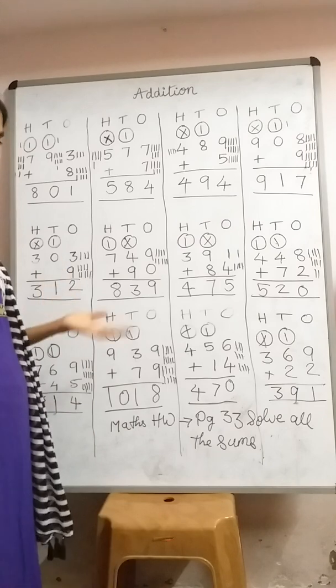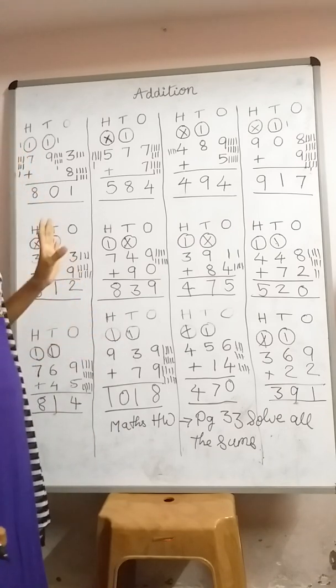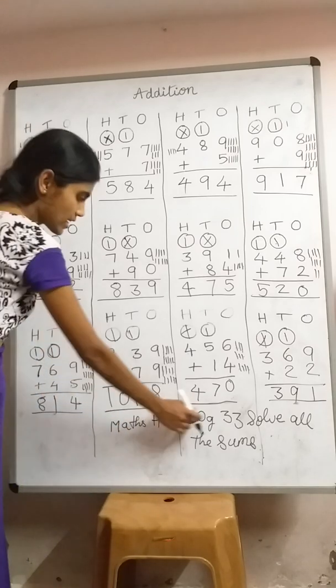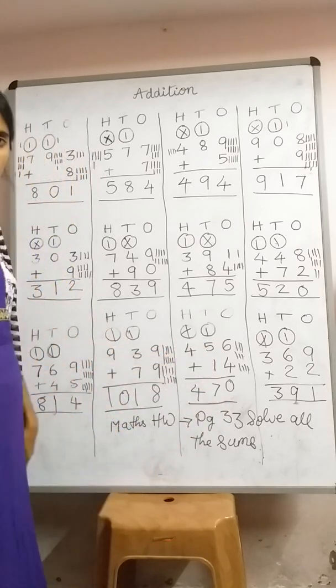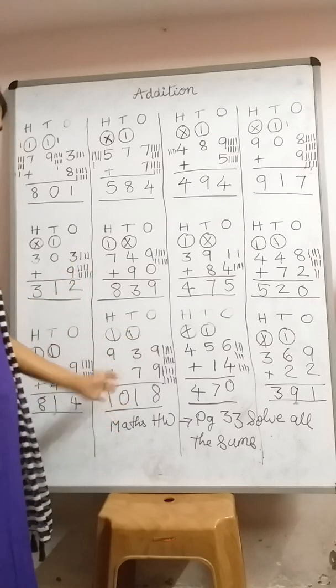Okay? And let us check the answers once again. So copy in your notebook. Write in your textbook also. Fine, and do your homework properly. So page number 33, all the sums are your homework. A few I have solved and the rest of the sums are your homework.